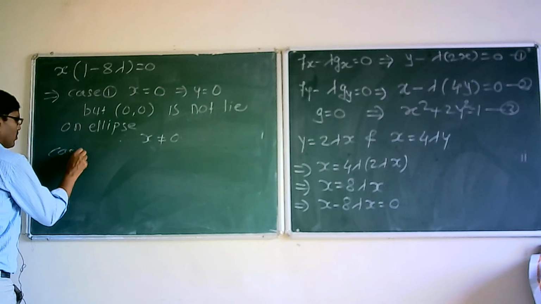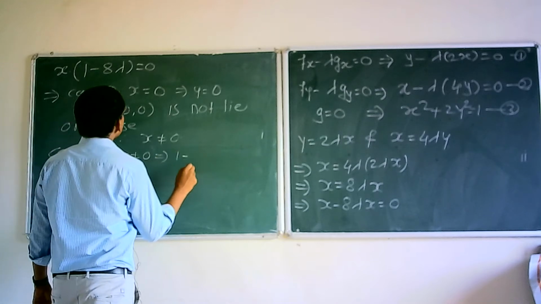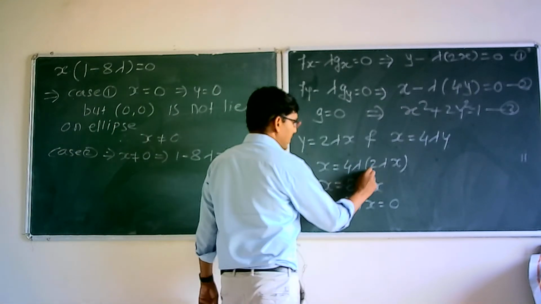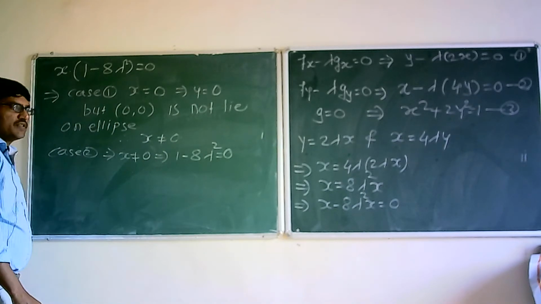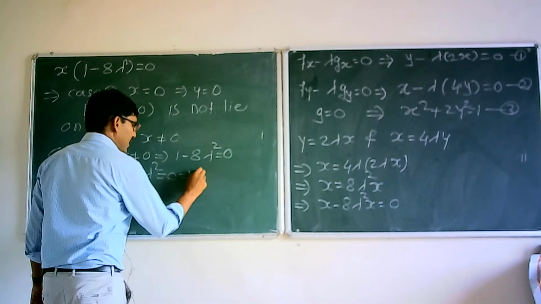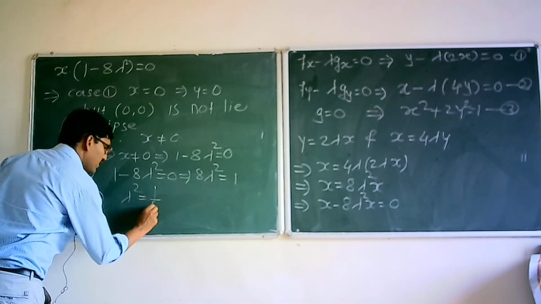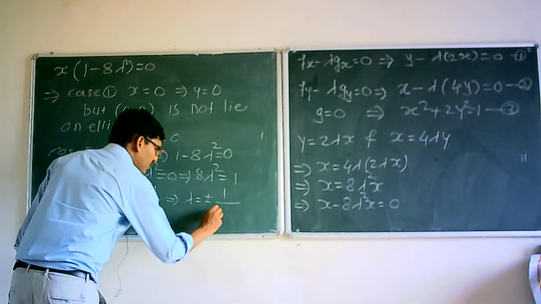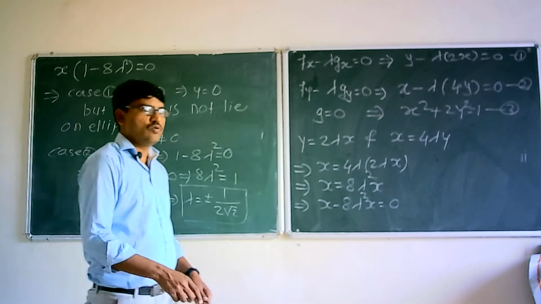But x is not equal to 0 implies 1 minus 8 lambda is equal to 0. There is one mistake: lambda and lambda will become lambda square. So 1 minus 8 lambda square is equal to 0, which implies 8 lambda square is equal to 1, so lambda square is equal to 1 by 8, and lambda is equal to plus or minus 1 divided by under root of 8. Under root of 8 is 2 root 2. So lambda is equal to plus or minus 1 upon 2 root 2.